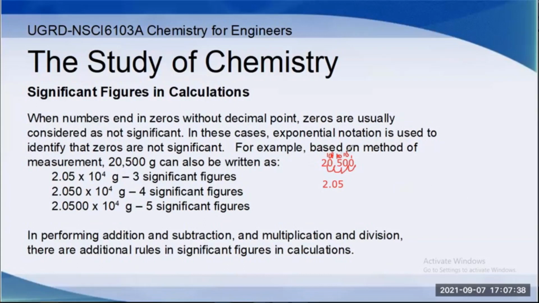Can you see the pattern? Every time we move away from our decimal point, we are actually multiplying by 10. So 10, 10, 10, 10. We multiplied 10 four times, 10 raised to 4. That's 2.05 times 10 raised to 4.